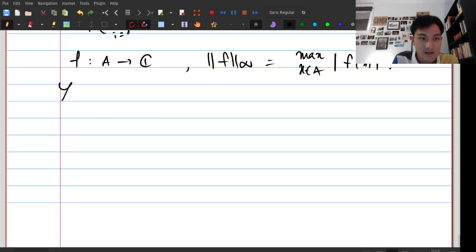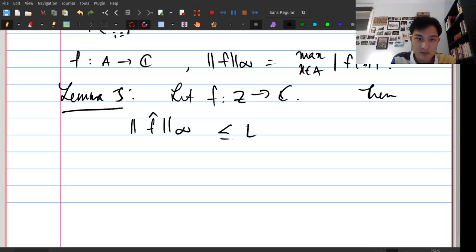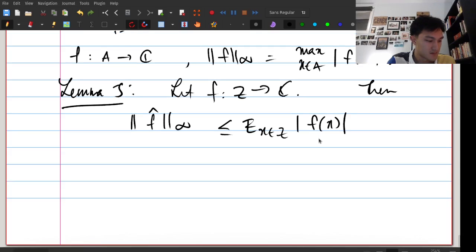So what does this lemma say? Let f go from Z to C. Then the infinity norm of the Fourier transform is less than or equal to the expectation over all x in Z of the absolute value of f of x. And it's not super difficult. Actually, I don't even know why I made this a separate lemma. We could have just done it directly in the theorem. But it's fine.